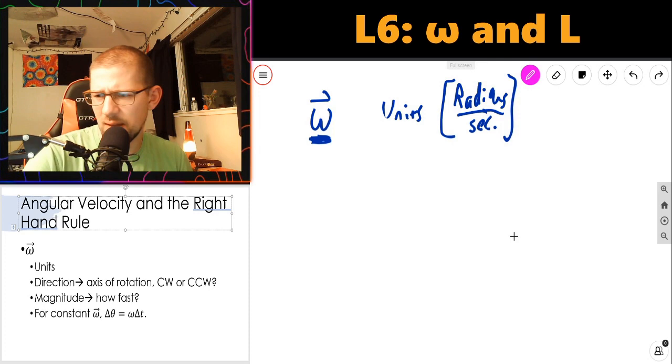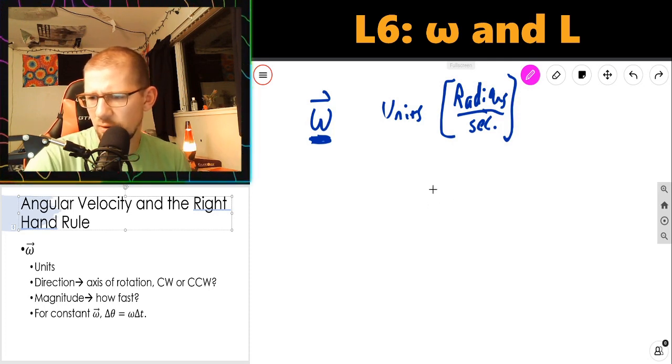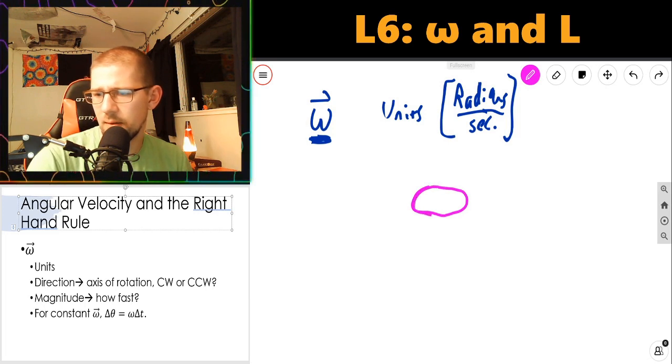So what I'm going to do is take my archetypal example of a CD, and I'm going to try to draw it in 3D. Here we go. Boom. Nice, dude. Okay, there's my CD. There's the center of it.